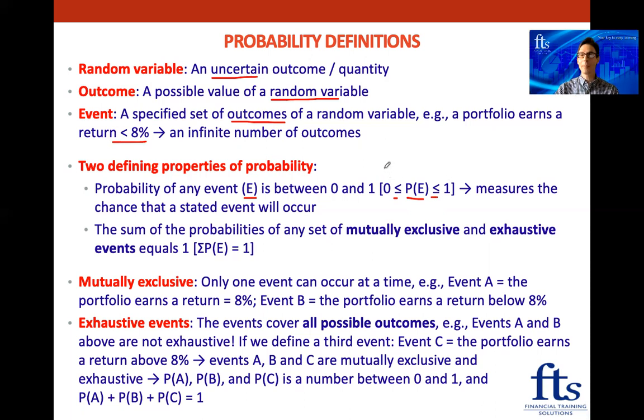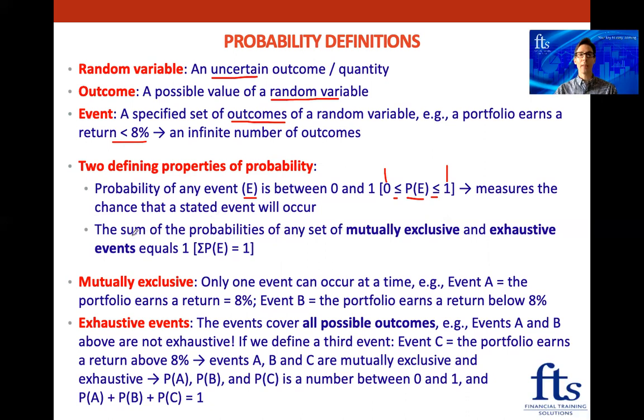So if the probability is 0, this means it definitely won't happen. And if it is 1, it definitely will happen. But in between, we have a certain probability. So let's say, for example, we flip a coin. We know that the chance of a head is going to be 0.5 or 50%. So we're measuring here the chance that a stated event will occur.